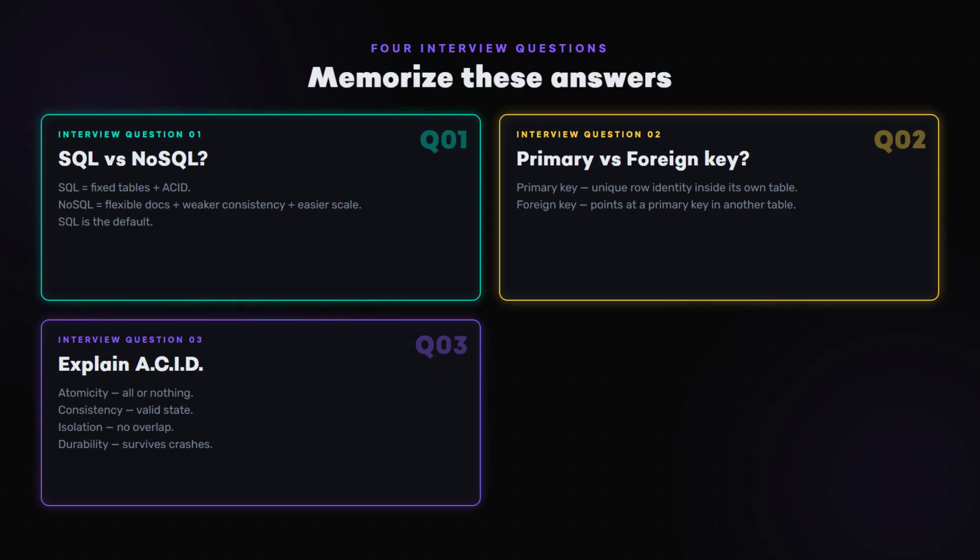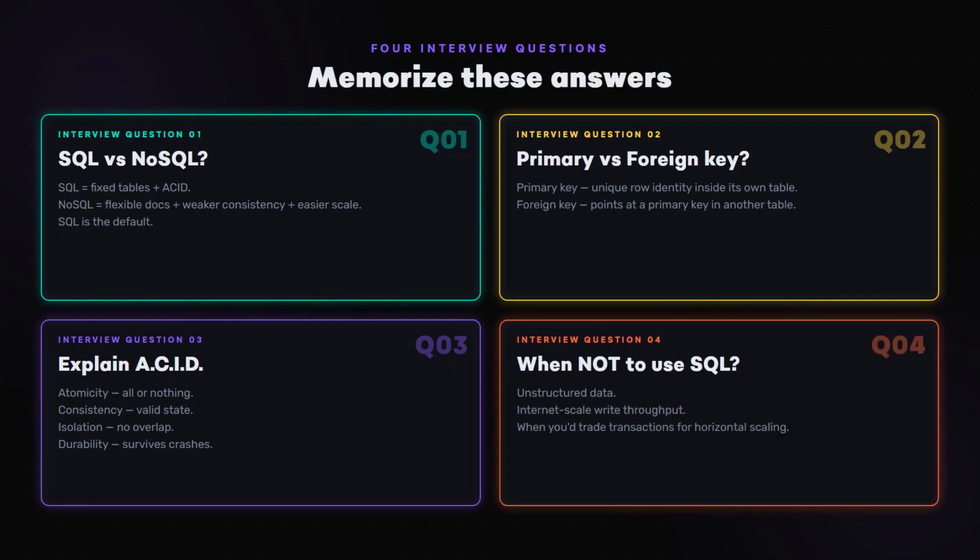Question 3. Explain ACID in your own words. Atomicity. The whole transaction happens or none of it does. Consistency. The database stays in a valid state. Isolation. Transactions don't trip over each other. Durability. Once committed, it survives crashes.